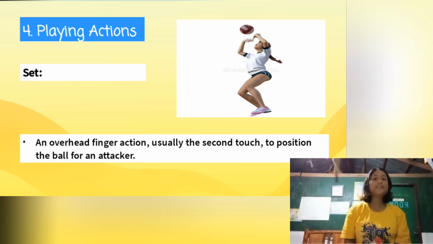Next is set. Set, it is usually the second touch of the team. It is done using the fingers in an overhead motion to place the ball in a good position for the attacker. A proper set is important because it gives the hitter the best chance to make a strong and accurate attack. The set is like this.